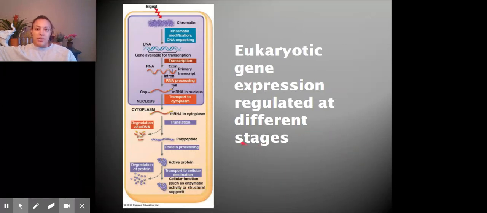It's regulated at different stages, so I'm going to point out those areas and then go through that in specifics. So this, again, is for our eukaryotic cells. Chromatin can be modified in some different ways, and the way that DNA is kind of unpacked and unwound is one major difference. We have our RNA processing, so the introns, exons, the cap, and the tail is another way that eukaryotic cells are regulated. And so this is all happening in the nucleus.